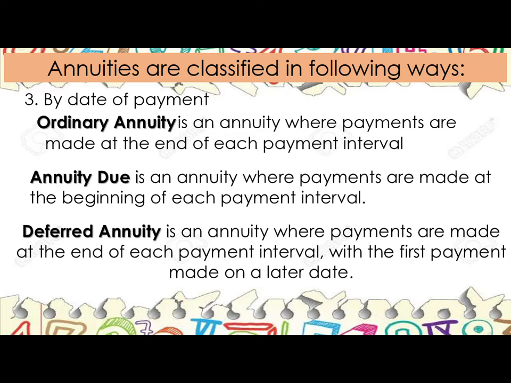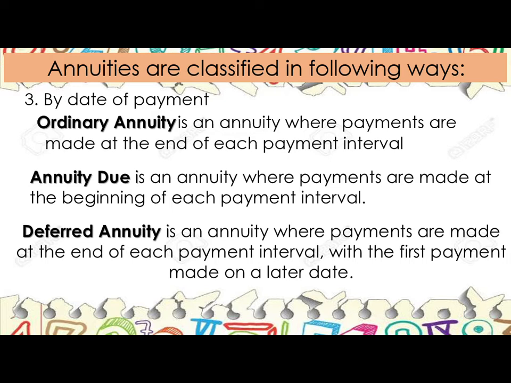Or say, for example, the quarterly house and lot installments, isn't it? With the first payment made after 2 years, say for example. So that must be considered as deferred annuity. Okay? So I guess you got the differences among the classifications of annuity. Again, when we say annuity, it's a series of payments, a series of equal periodic payments or deposits. And that will be the classification of annuities.